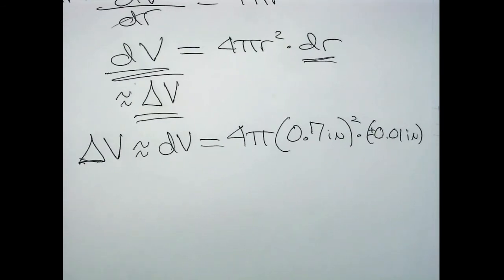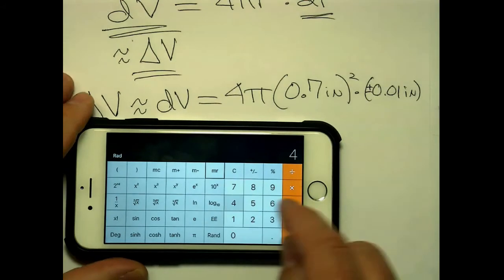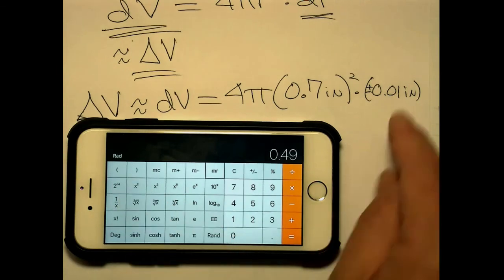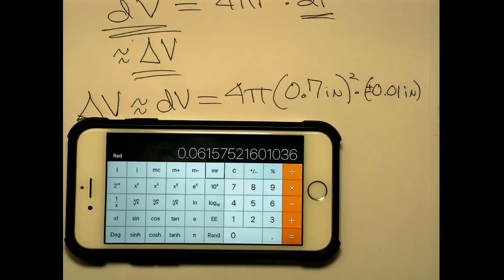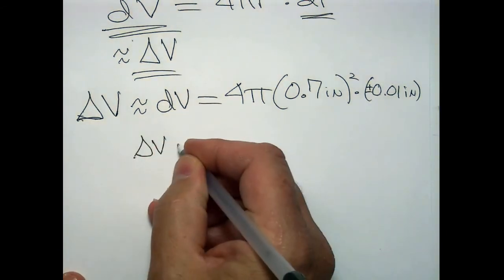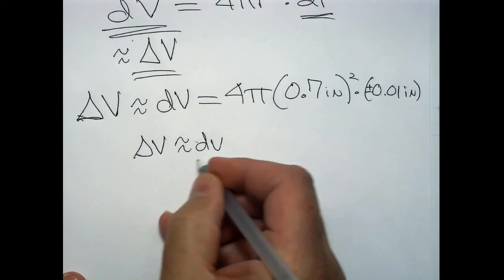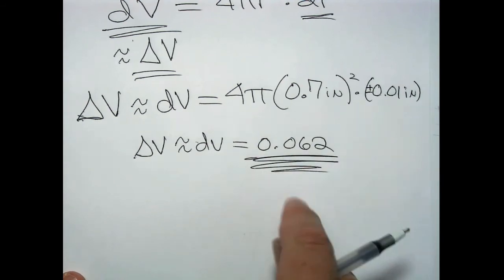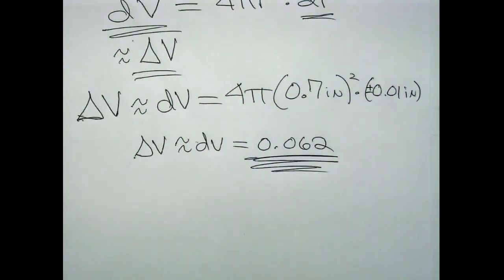Okay, let's see if this worked. So now, if we go to the calculator here and we type in 4 pi times 0.7 squared, and then multiply by 0.01, look at that number, 0.0615. I'll round that to 0.062. So delta V, which is approximately dV, is 0.062, and we got that in one step. So therein lies the power of differentials. We're able to do this thing called error propagation with one simple step.